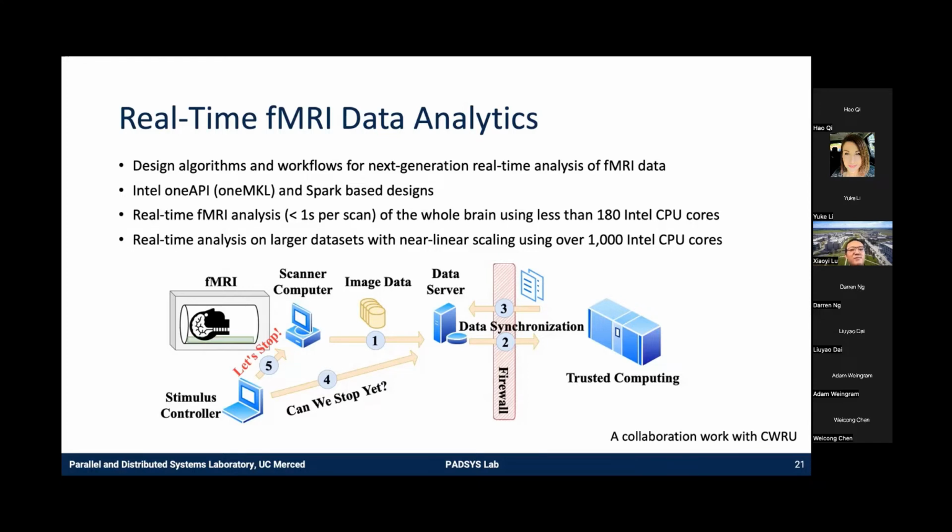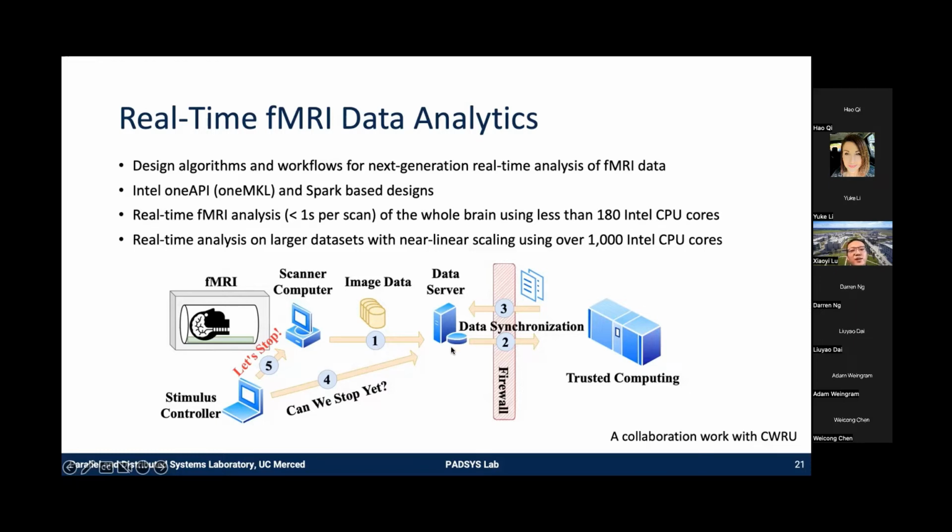So if you look at this picture, this is the flow. Every time you get a scanned image, we process it in the data server. But this data server is in the hospital, behind an indoor firewall, so it's highly protected. But the hospital typically doesn't have enough CPU or GPU power, right? So sometimes we have to borrow a trusted computing cluster in an HPC center, or even in the cloud, and then do data synchronization, compute the results, and send them back to the controller to control this fMRI instrument. All these things have to be done within 1 second.